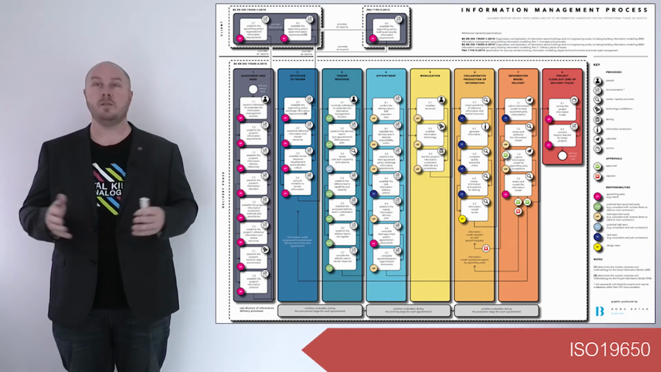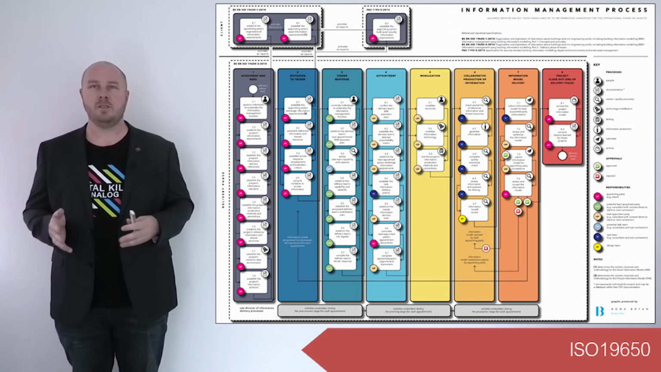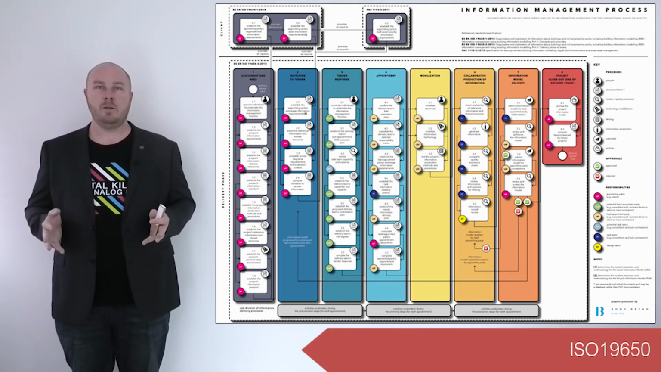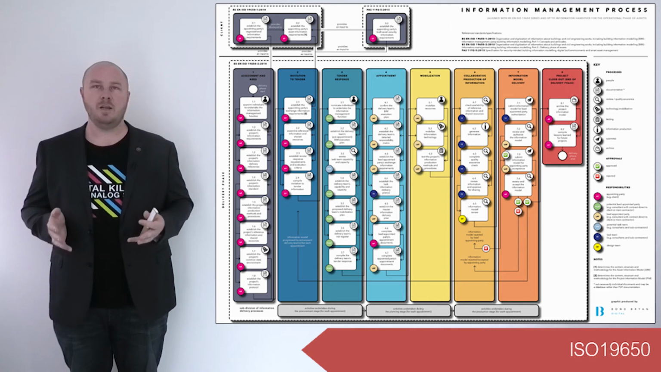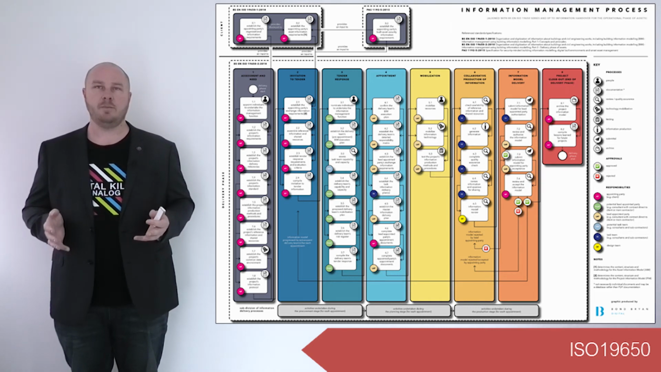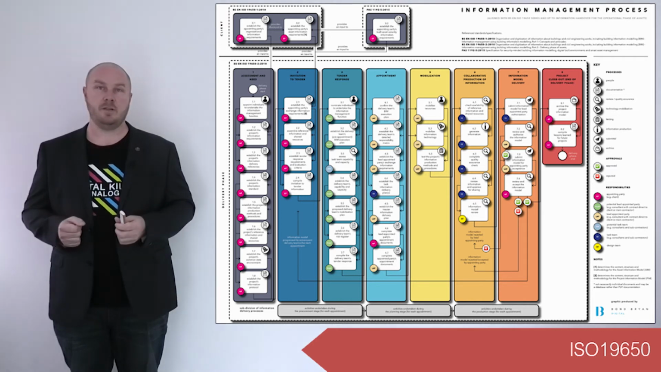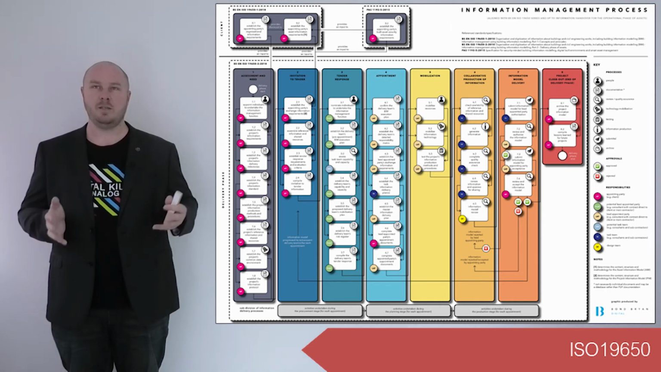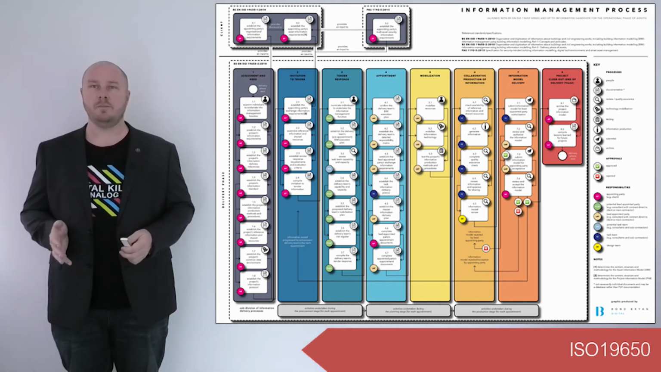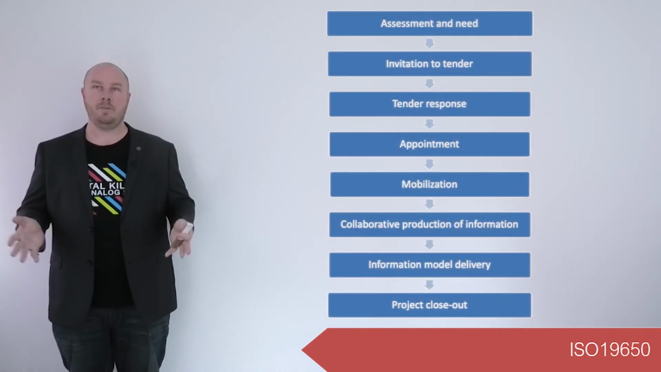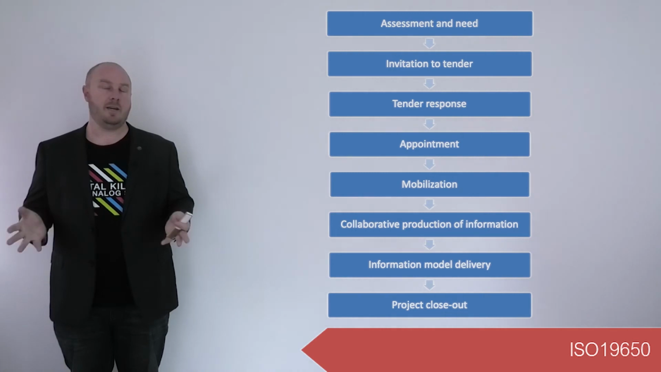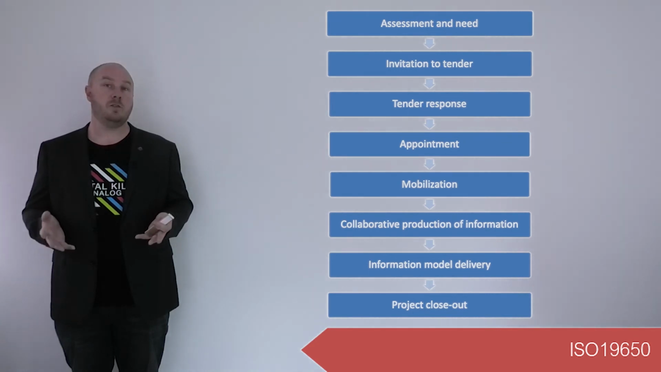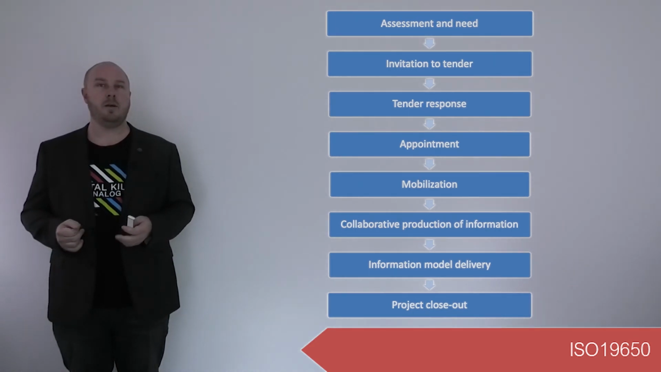Now moving, I guess, onto the process of what ISO 19650 is as a process. This diagram has been produced by Rob Jackson of Bond Bryan Digital over in the UK. It's available on his blog to download as a resource, and it clearly sets out all of the processes and steps that make up this ISO standard. You've got to remember, ISO 19650 really is just a process standard. It's identifying the process of delivering projects. Now that ISO standard is broken up into 8 sections: assessment and need, invitation to tender, tender response, appointment, mobilisation, collaborative production of information, information model delivery, and project closeout.